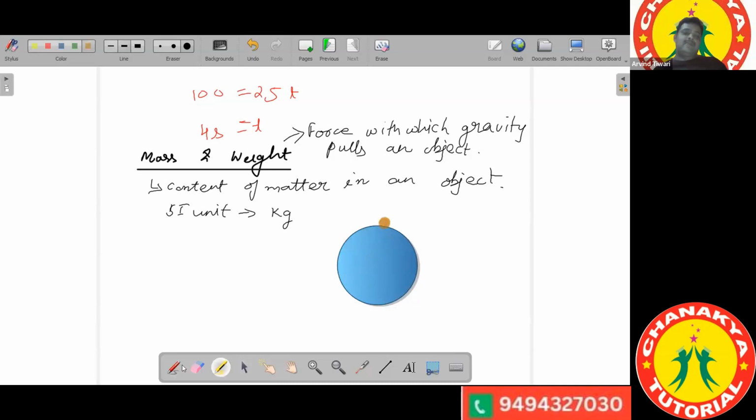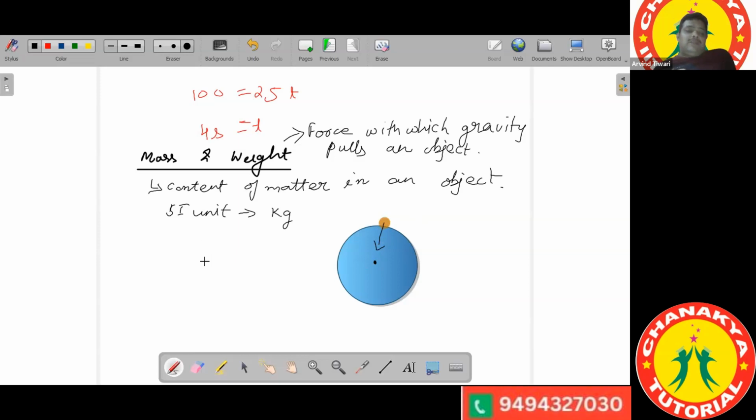Okay, see. So anyway, see here. The mass and weight. Weight means the force with which gravity pulls an object. As we know, suppose we consider the center of the earth. Any object which is lying on the surface of the earth gets attracted towards the surface. It is attracted towards the center of the earth. Or earth pulls that object with the force of gravity.